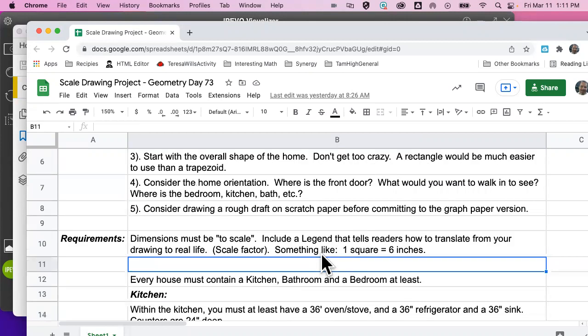Any questions on what you guys are going to do here? Yeah. No, this is today's assignment. It's an opportunity to play with scale factor in a way that's a little bit more authentic.